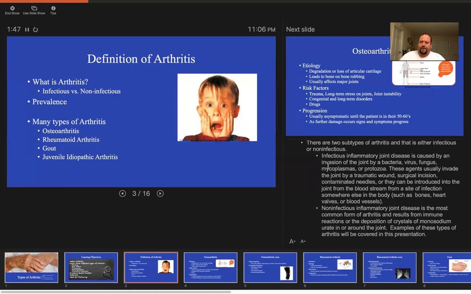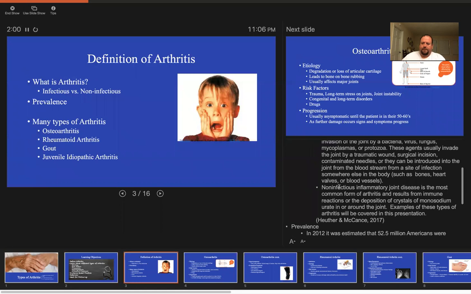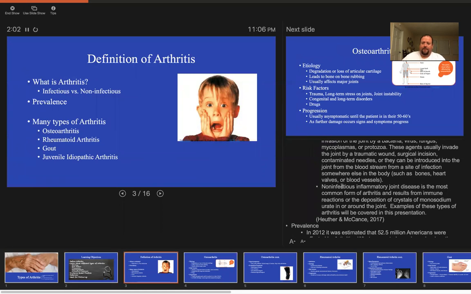The first one is infectious inflammatory joint disease, which is caused by an invasion of the joint by a bacteria, virus, fungus, mycoplasma, or protozoa. These agents usually invade the joint by a traumatic wound, surgical incision, or contaminated needles, or they may be introduced to the joint from a site of infection by the bloodstream, such as bones, heart valves, or blood vessels.